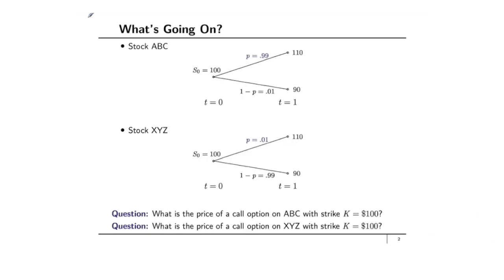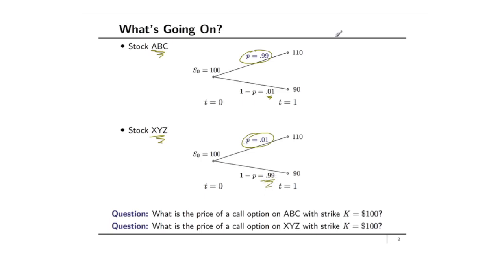Well, we're going to address that issue in this module, as well as some other questions that are also of interest. So if you recall, we had the following situation. We had two securities, stock ABC and stock XYZ. The two stocks were identical in every way, except they had different probabilities of going up and going down. Stock ABC had a probability of going up of 0.99 and a probability of going down of 0.01, whereas stock XYZ had these probabilities flipped. The probability of going up was 0.01, the probability of going down was 0.99.